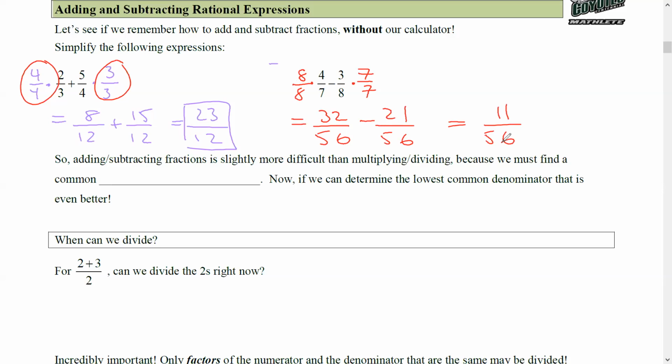So, two things to keep in mind. To get a common denominator, I'm going to multiply my two denominators together, and we're really multiplying by one in a sneaky way. We're not changing what it's equal to, we're changing how it looks. So we must find our common denominator first. If we can find the lowest common denominator, that's even better, and I'll tell you what I mean by that in just a little bit.